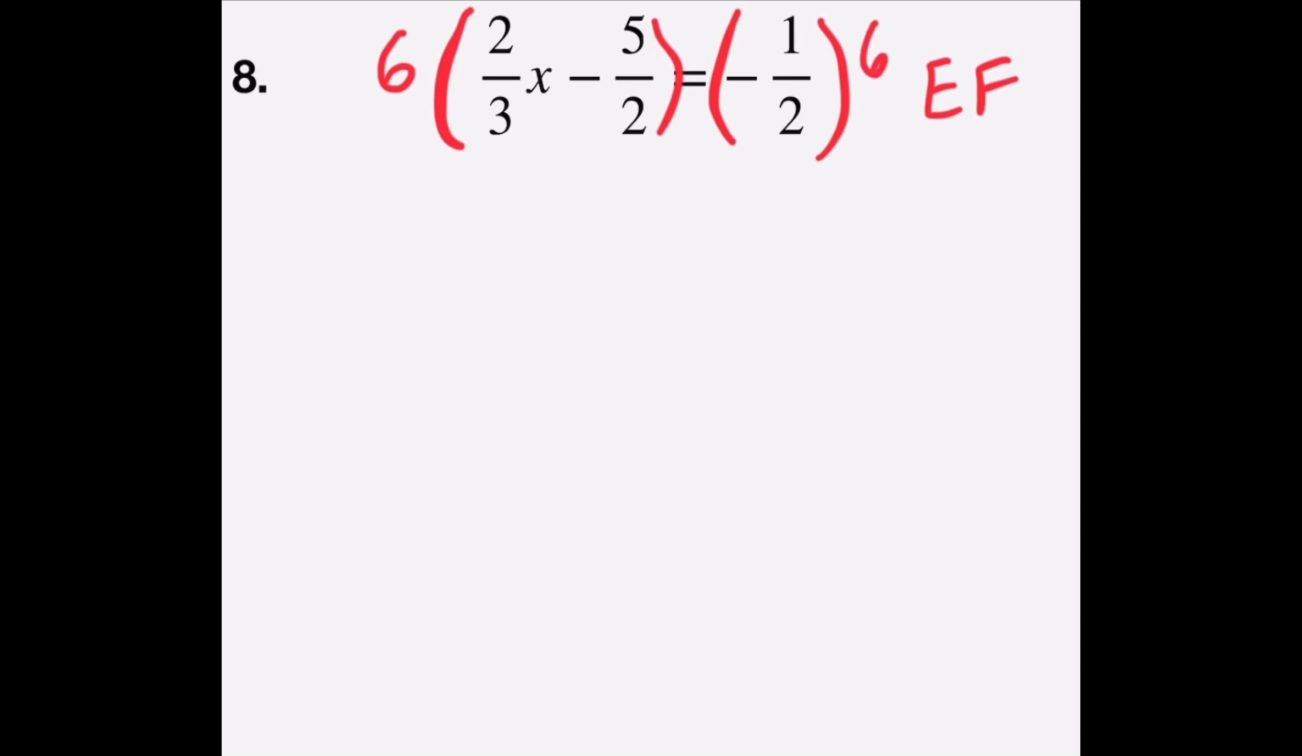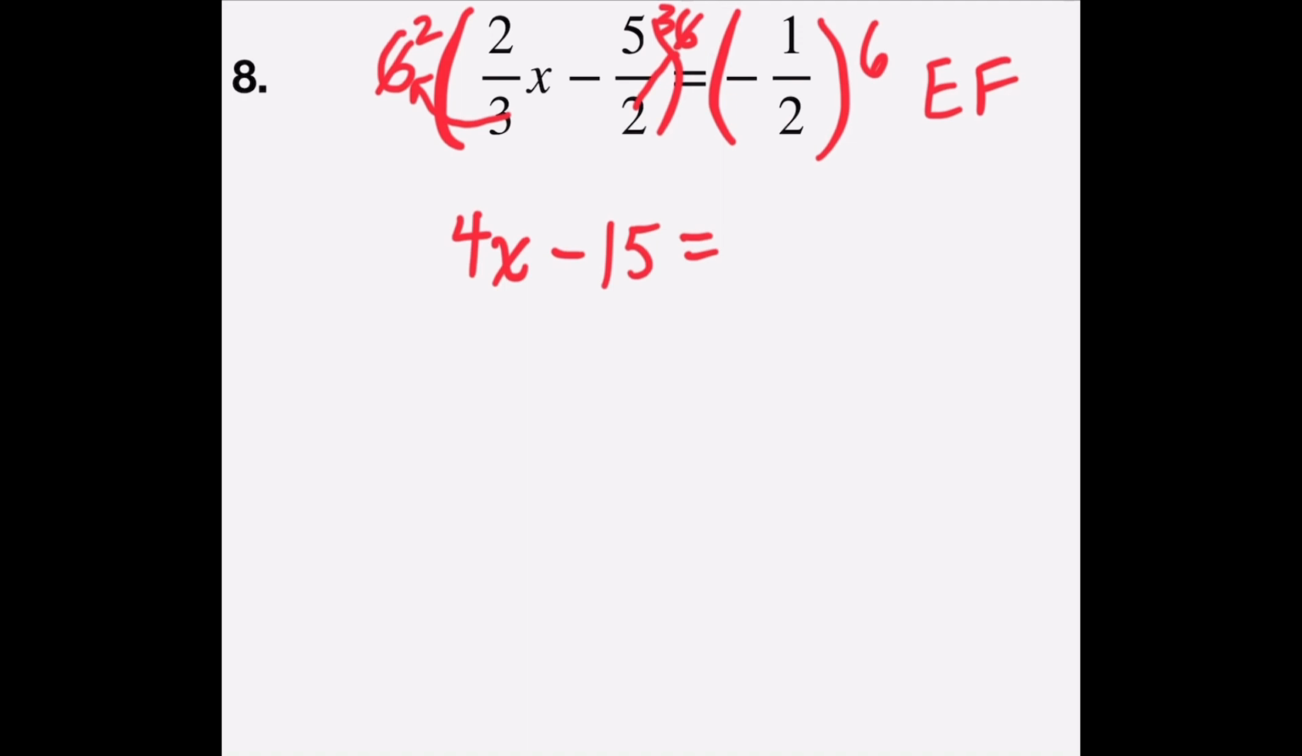Sometimes it helps to put a 6 by every term just to remind you. So I'm going to ask the same question as I did in the last problem. 3 divides into 6 how many times cleanly? And the answer is 2. 2 times 2 of the numerator would be 4x. Minus, 2 divides into 6 cleanly how many times, which is 3. 3 times 5 is 15. So on the left-hand side, I have 4x minus 15.